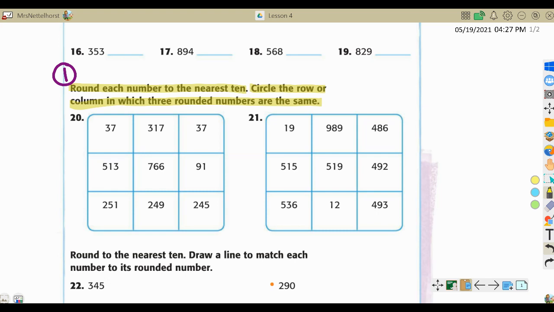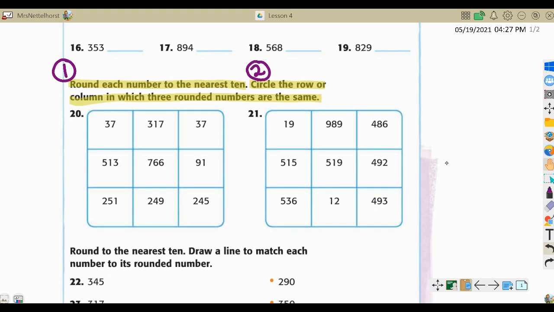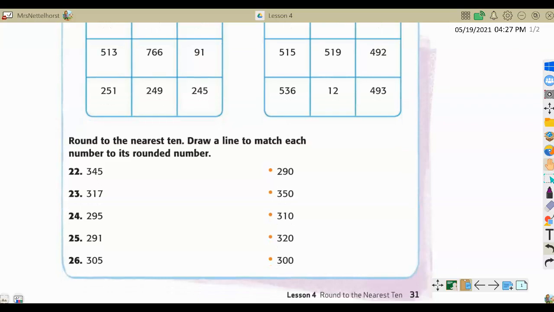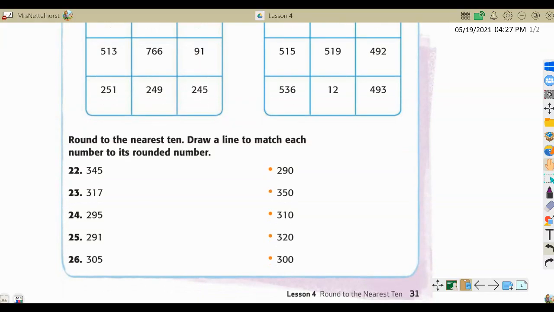Look for your tic-tac-toe, circle that row. It will not be a diagonal. It says either the row or the column. And you remember that from arrays, rows go across, columns go down. Okay, finally, on the last one, you're going to round each one to the nearest 10. You're going to draw a line from the number on the left to the orange dot that has the answer. Okay, so that is what you're going to do today. That is how we round to the tens.